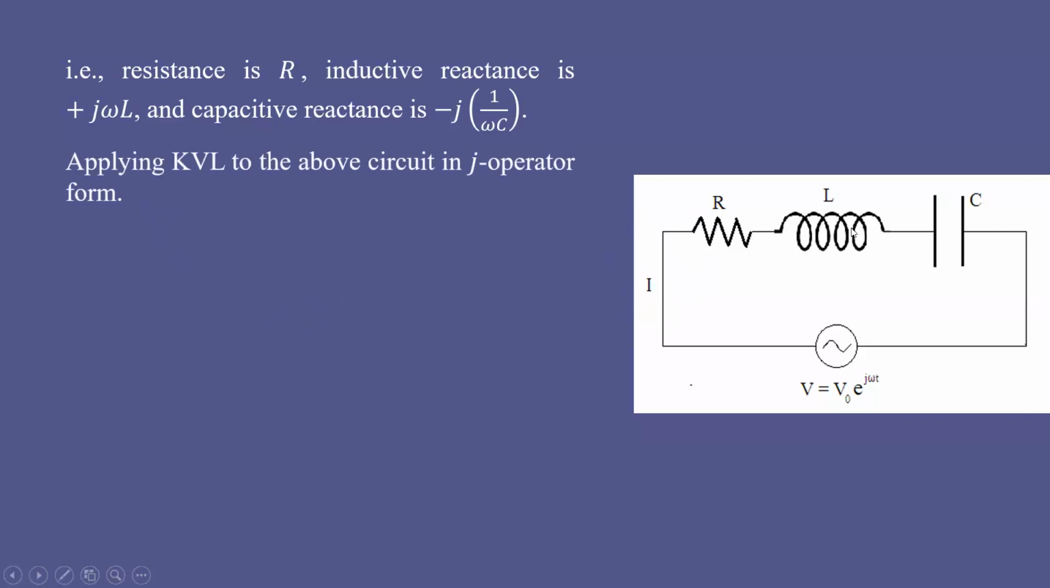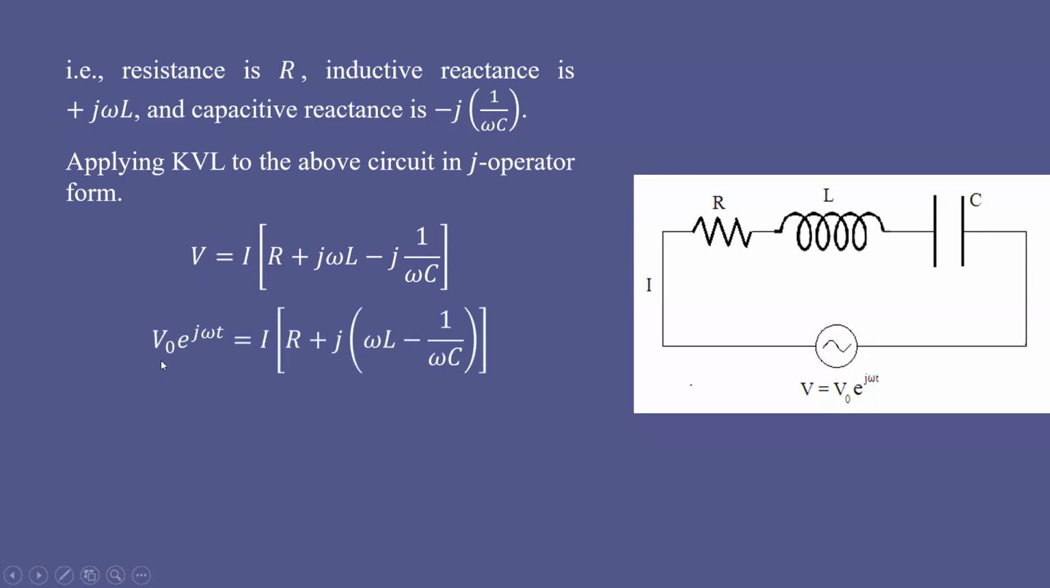So apply KVL to this particular circuit. This simply gives you V equal to IR. So V equal to I into the total resistance of the circuit. That is I into R plus j omega L minus j into 1 by omega C. What is V? Substitute here.